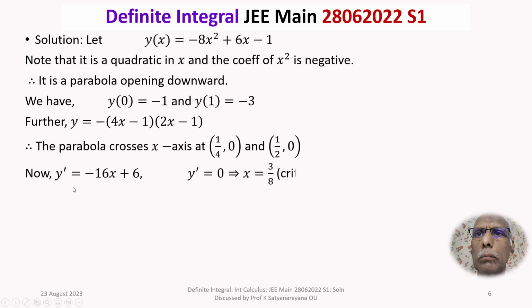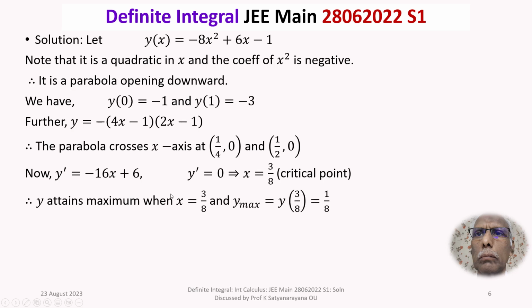Now, let us discuss the increasing and decreasing nature of this curve. For that, we take the first derivative, y' = -16x + 6. y' = 0 will give you the critical points. That is -16x + 6 = 0 will give you x = 3/8. That is a critical point. And obviously, at this critical point, y attains its maximum.